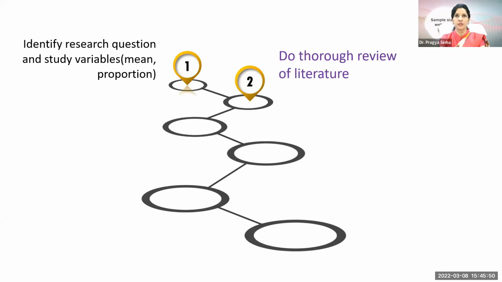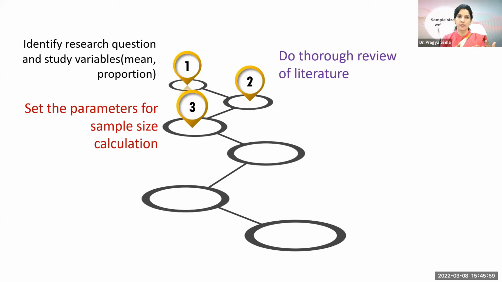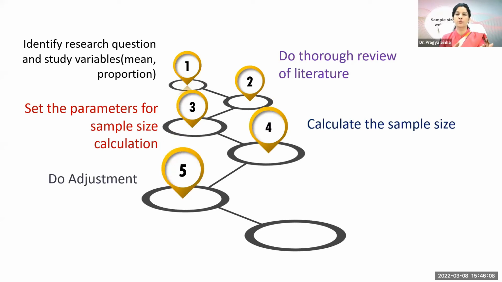Then you have to do a thorough literature review, because only in that literature review will you be able to know about your study variable. Then you set the parameters for sample size calculation. Then you calculate the sample size. You do some adjustment depending on your need. Like you may increase or decrease the power, you may increase or decrease the precision, or you may take the non-response, or other adjustments like dropout or maybe clustering. We have seen all those concepts, how we do adjustment, and then we do the write-up of that sample size calculation.